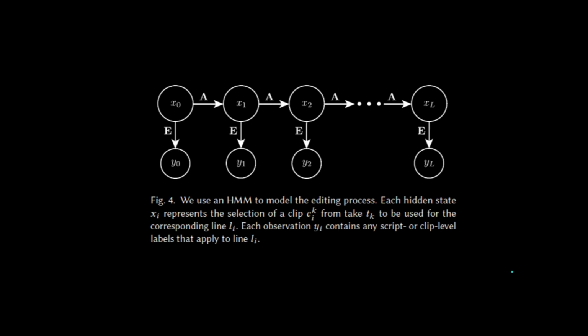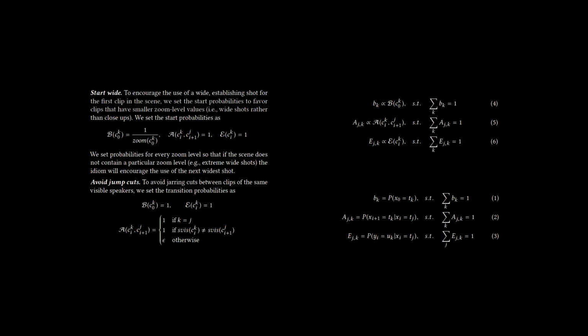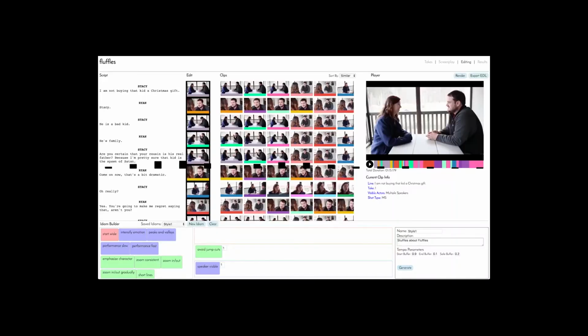In the editing phase, an HMM model is used to model the editing process. The program then uses some very sophisticated equations and functions that I don't understand to come up with the best edit according to the defined idioms.